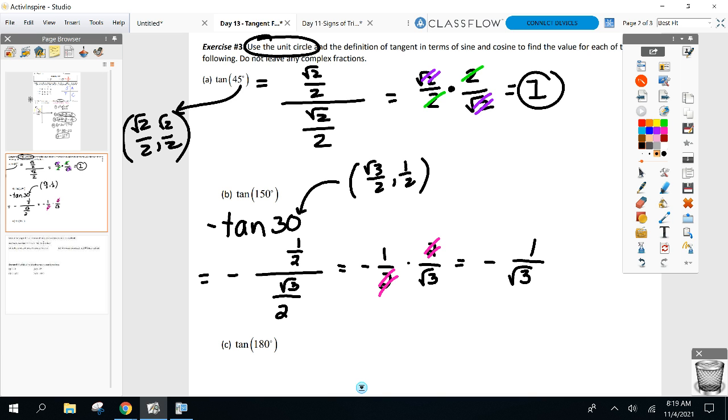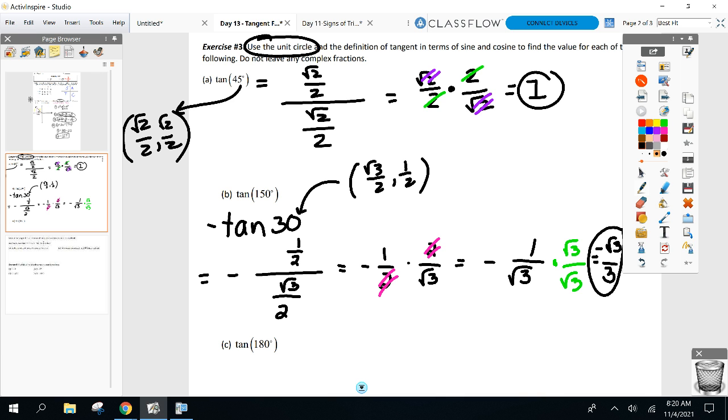Can't have a radical in the denominator. That's no good for us. We're way better than this. How do I get out of it? Multiply the top and bottom by that. So what do I have here? Negative radical 3 on top, and what on the bottom? A 3, yep.